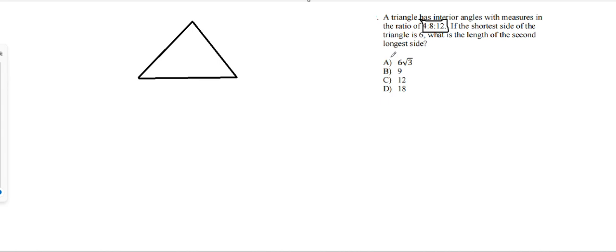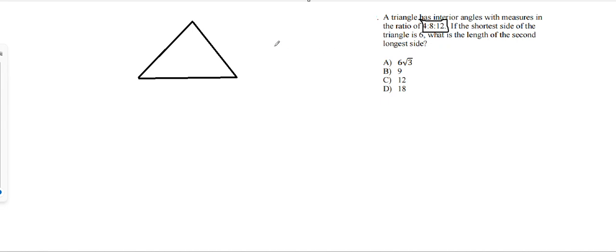I'm going to solve an important triangle problem which includes both ratios and different kinds of concepts about the smallest side and smallest angle. So in the question, a triangle has interior angles with measures in the ratio 4 is to 8 is to 12. If the shortest side of the triangle is 6, what is the length of the second longest side?